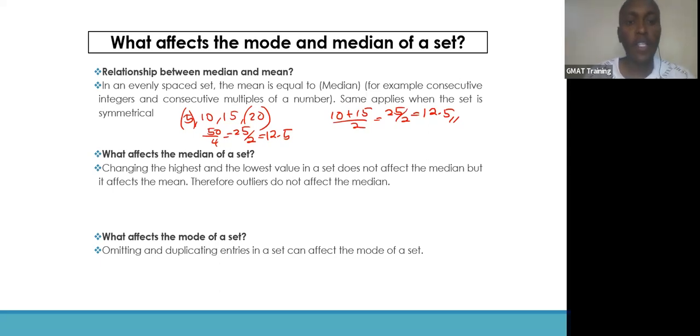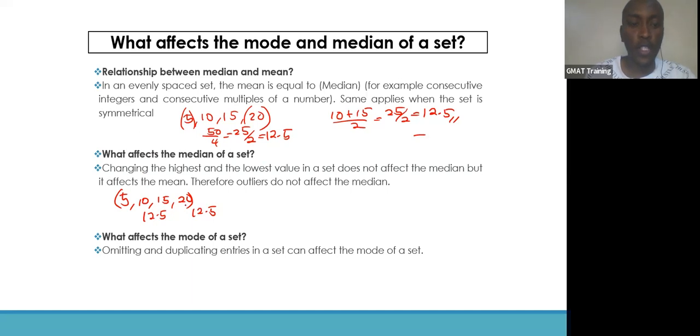What affects the median of a set? Changing the highest and the lowest value in a set does not affect the median, but it affects the mean. Therefore, outliers do not really affect the median. So let's take 5, 10, 15, 20 as our set. The median is (10 plus 15) divided by 2, that was 12.5 from the previous example. So the median is 12.5, and the mean was 12.5.